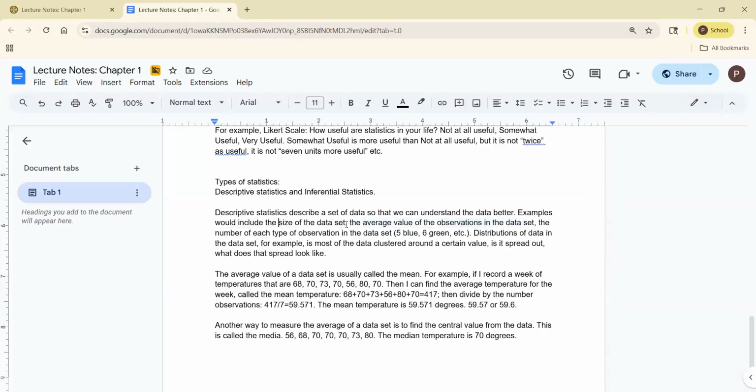Okay. So that's the average value of observations in the data set. The size of the data set is hopefully more self-explanatory. The size of each of these data sets is 7. The number of each type of observation for each observed value is called the frequency. Frequency is almost always used when exploring qualitative data, i.e. non-numerical data. I wouldn't average blue and green, but I can count the number of blues and I can count the number of greens.